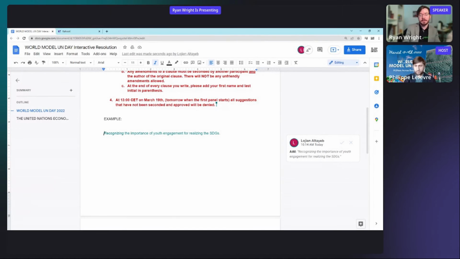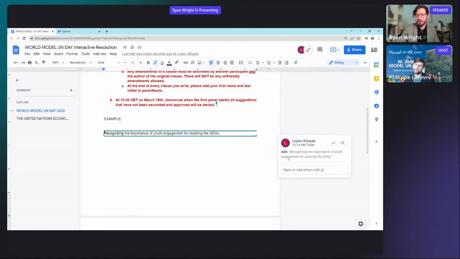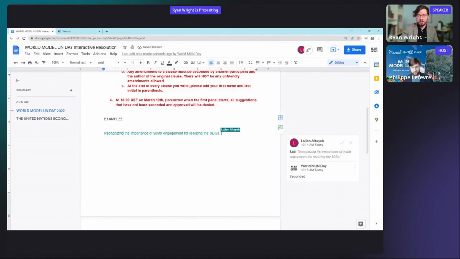So in order for this preambulatory clause to become finalized and added to the resolution, another participant, such as myself, might go and reply seconded, just like that. And now, once a moderator will come through and see, oh yes, that is correct, Lujane, also please add your first and last initial as well. So if people have similar names, we can distinguish.